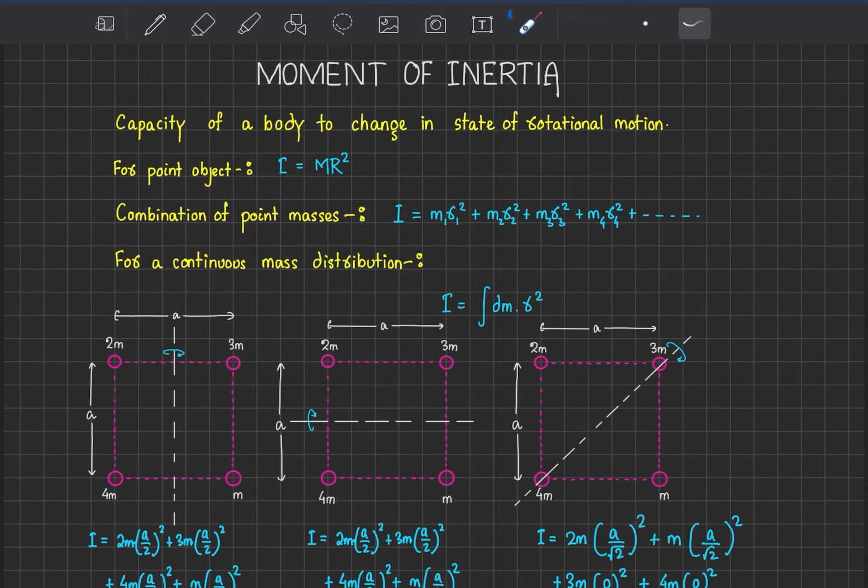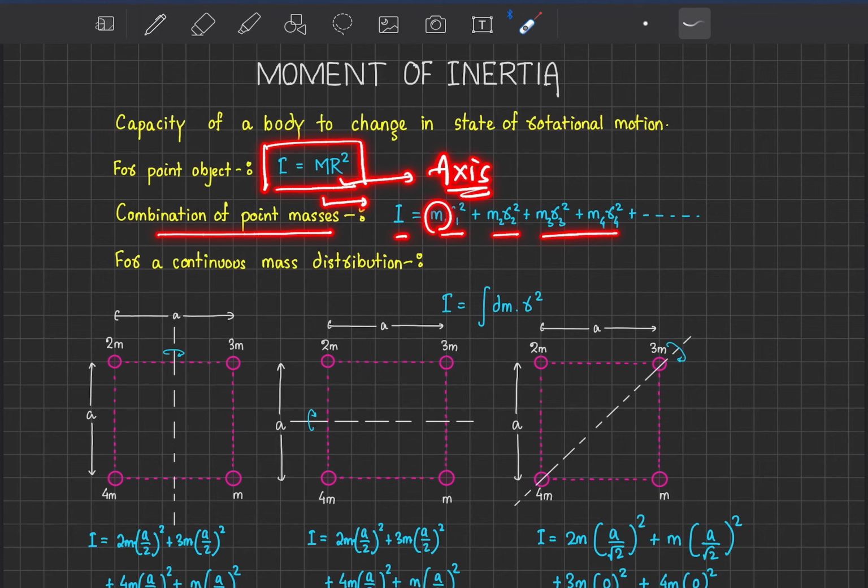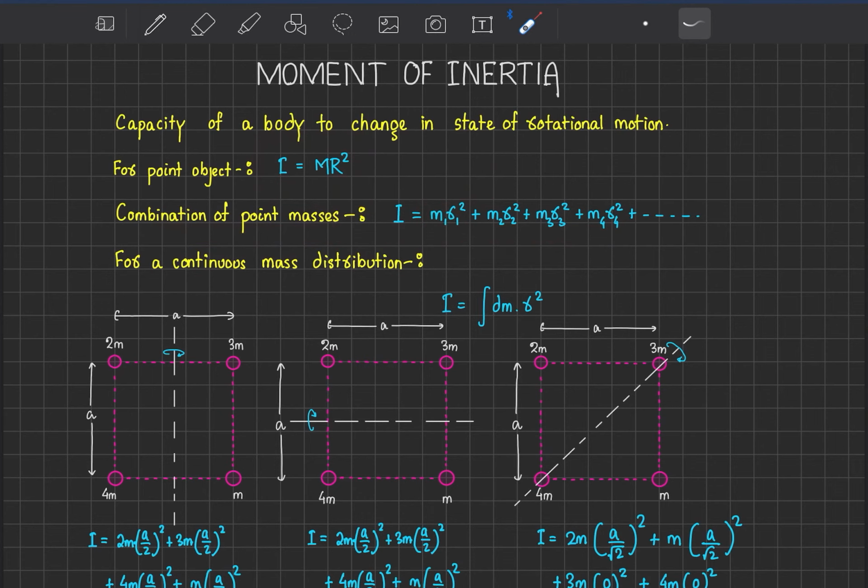Now, how to calculate moment of inertia? These are the formulas. If we have a point object, then the formula for moment of inertia is I equals m r square, where m is the mass and r is the distance from the axis. Now, if we have a combination of point masses, then I equals m1 r1 square plus m2 r2 square, and so on, where m are the masses and r are the distances of those respective masses from the axis, and we will see an example here.